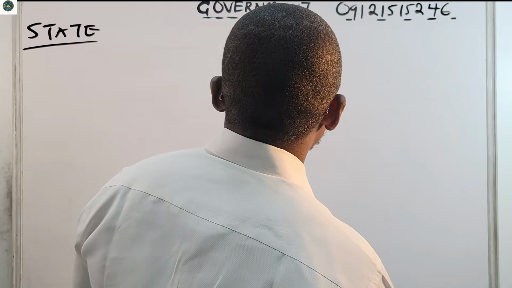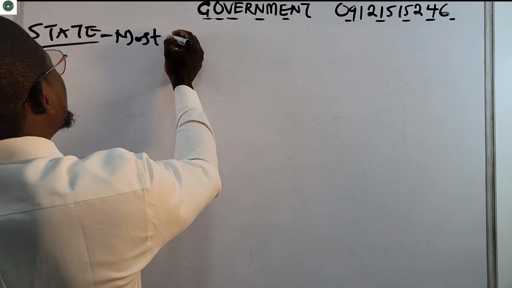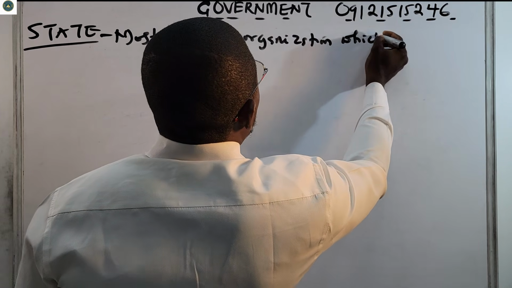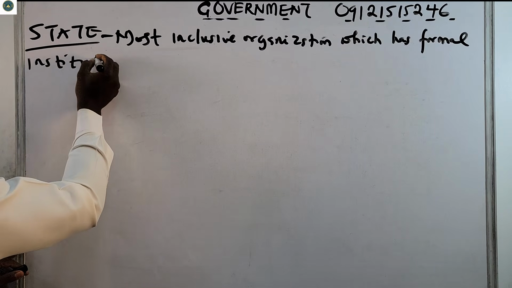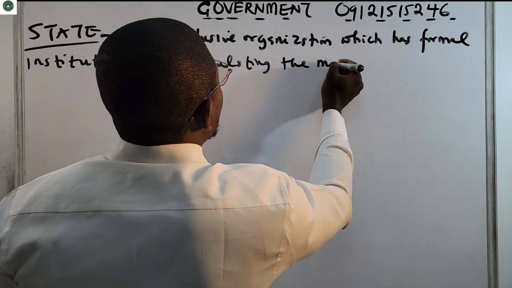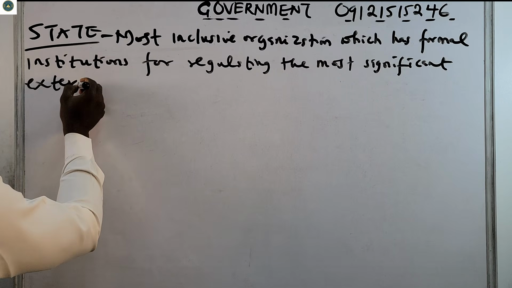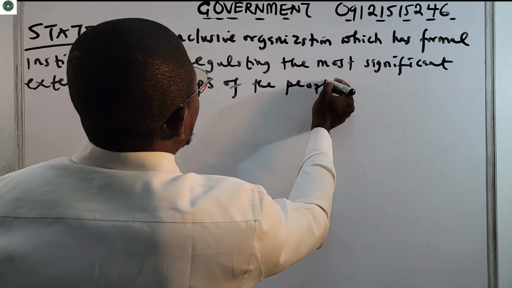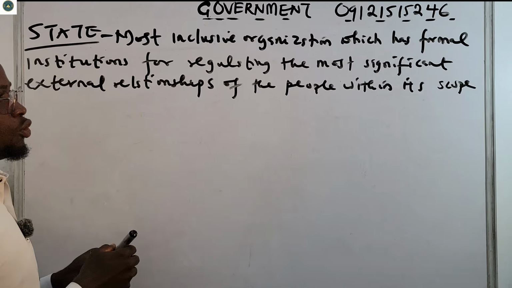So basically, what is a state? A state is the most inclusive organization. Definition: a state is the most inclusive organization which has formal institutions for regulating the most significant external relationships of the people within its scope or territory. Okay, within its scope. This is a state.